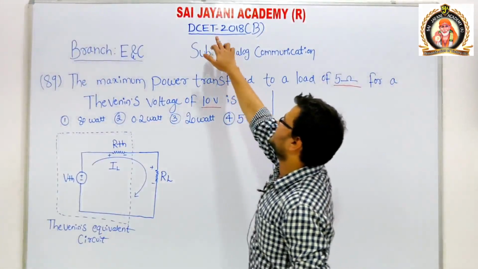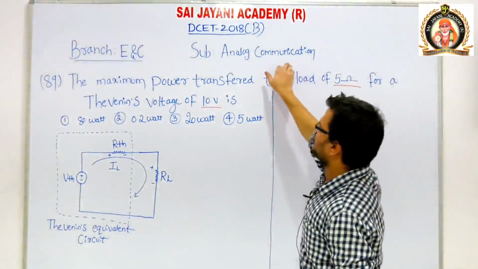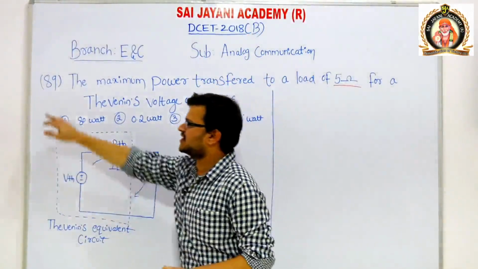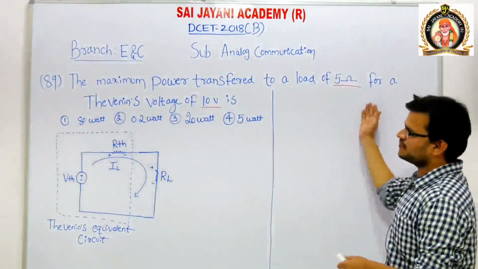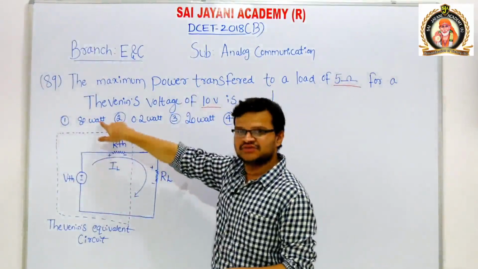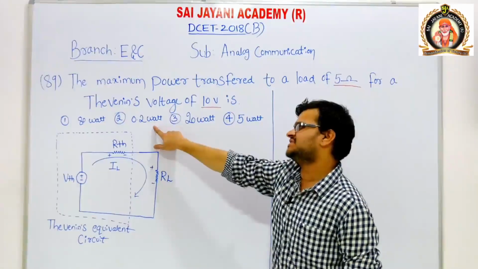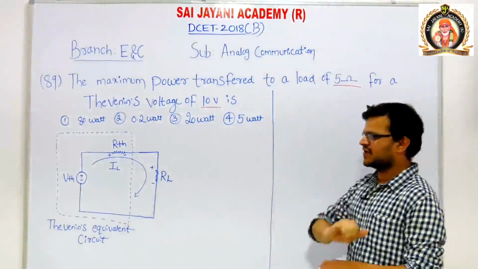For the same DCET 2018 B series, we are going to solve problems on the subject called analog communication. Question number 89: the maximum power transferred to a load of 5 ohm for a Thevenin's voltage of 10 volt is. The options are: the first one is 80 watt, the second one is 0.2 watt, the third one is 20 watt, and the fourth one is 5 watt.